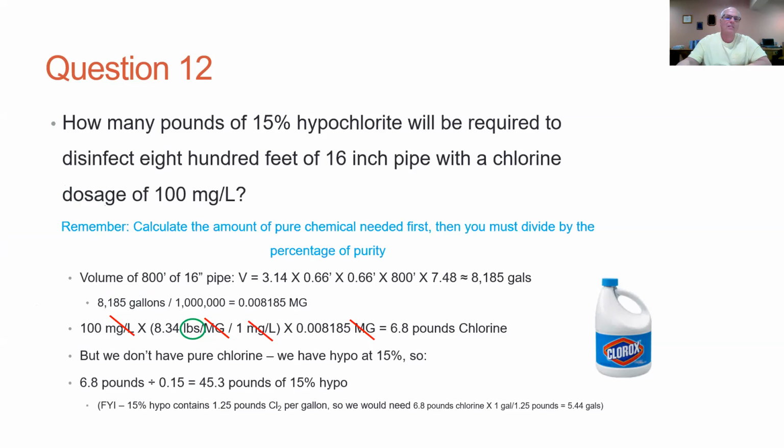All you need to know is the gallons. 15% hypo contains 1.25 pounds of chlorine per gallon. So I would need 6.8 pounds of chlorine divided by the 1.25 pounds. I would need about 5.44 gallons of Clorox to do the job. Hopefully you did well on that too.